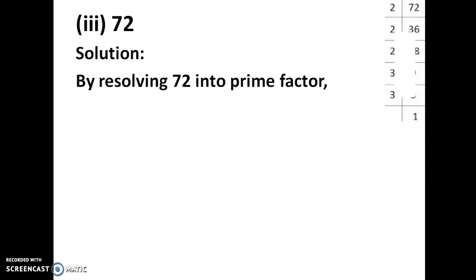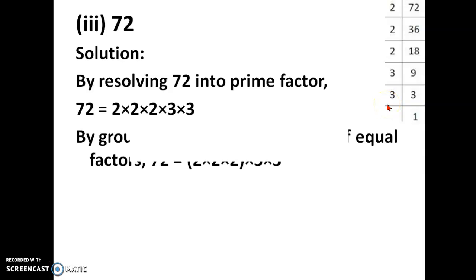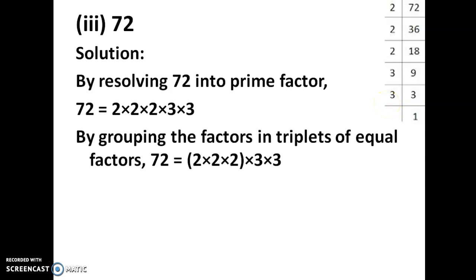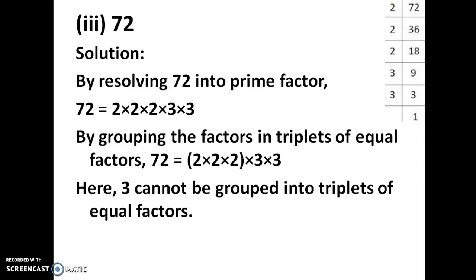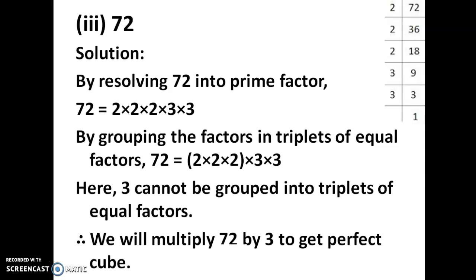Next one is 72. So 72 is prime factorized like this. Okay, so I am getting 2 into 2 into 2 and 3 into 3. So one more 3 is needed to make a set of triplet. So 3 cannot be grouped into triplets of equal factors. So 72 should be multiplied by 3 to get a perfect cube.